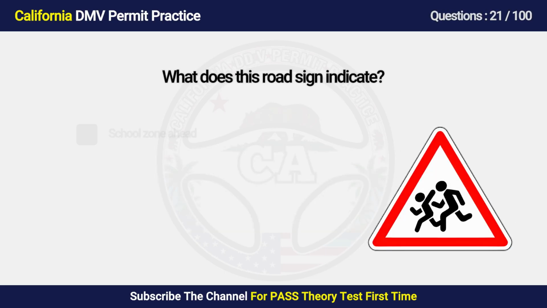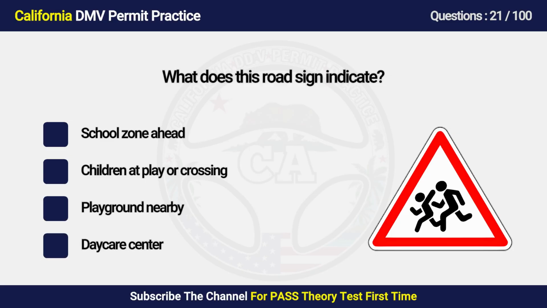Question 21. What does this road sign indicate? A. School zone ahead. B. Children at play or crossing. C. Playground nearby. D. Day care center.